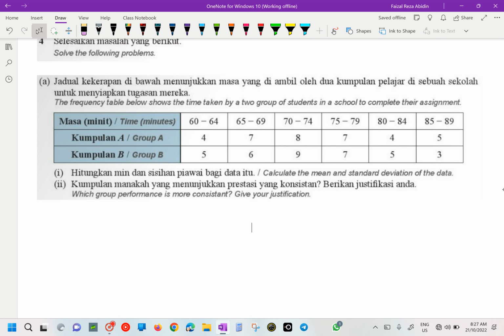So before that, what must we do? Table. To find the standard deviation, you have to prepare two tables. Why? For group A, we are going to find our mean and standard deviation, and for group B, also our mean and standard deviation. Do it.